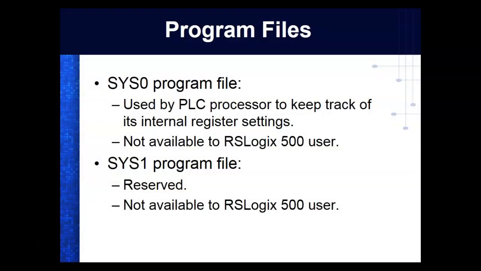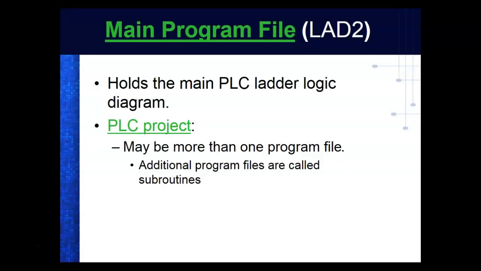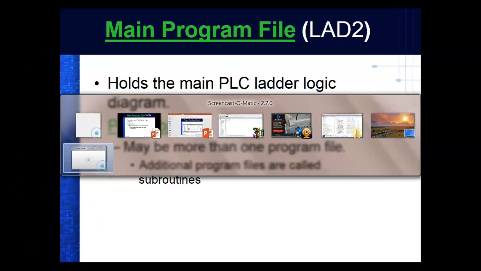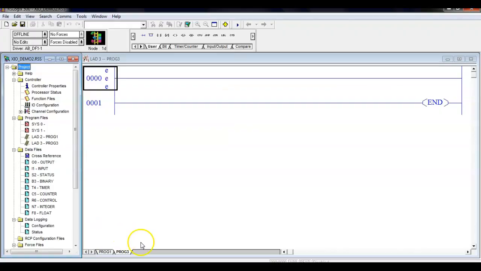System files, these are non-accessible to you. They eat up program file 0 and 1. You can't look at them. You can't do anything with them. So our first program file we have available is ladder 2, the main ladder program. PLC projects may have more than one program file, including program files that are called subroutines. So most programs are split into modules we call subroutines.